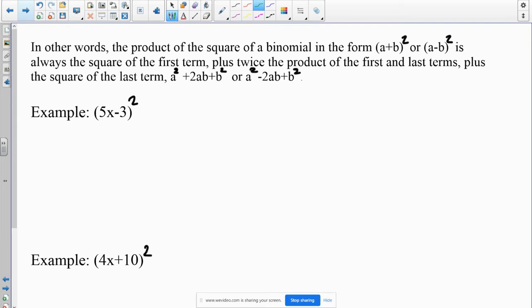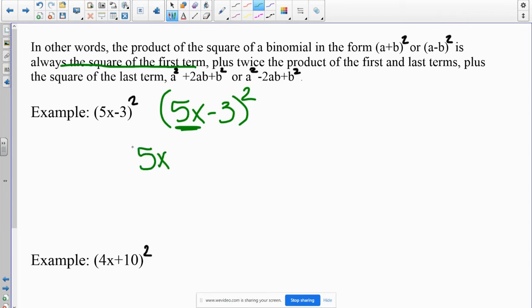And I just wrote this out for those of you that like it in words. In other words, the product of the square of a binomial in the form of a plus b squared or a minus b squared is always the square of the first term. So let's look at that. Let's break that down. So in other words, you shouldn't have to take it down to 5x minus 3 times 5x minus 3. If you understand the special case, you can take this first term, that's what it's saying, always the square of the first term. So 5x squared.